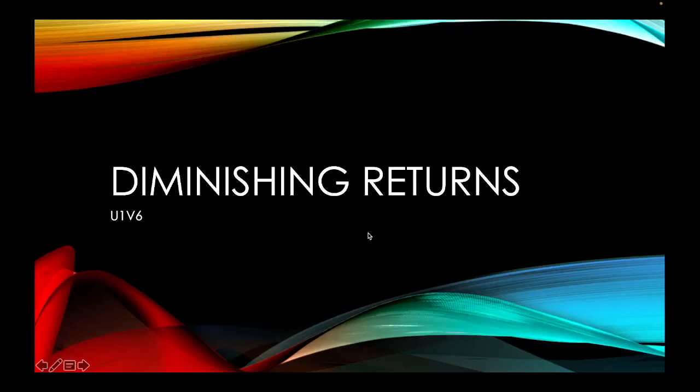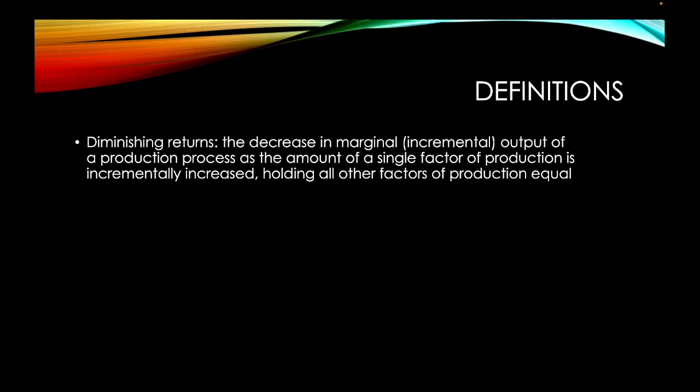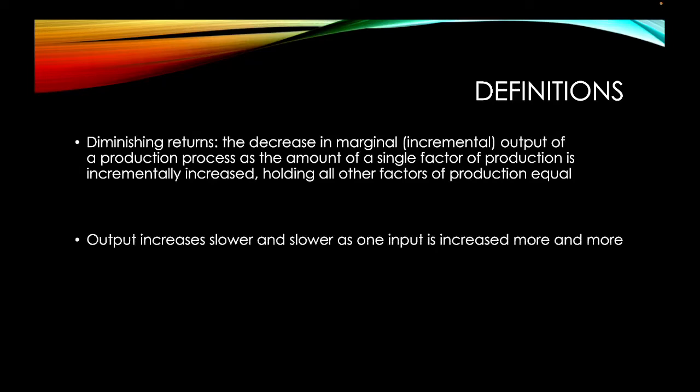Today we're going to talk about the law of diminishing returns. So the official definition of diminishing returns is the decrease in marginal output of a production process as the amount of a single factor of production is incrementally increased, holding all other factors of production equal. In other words, its output increases slower and slower as one input out of all the inputs is increased more and more.